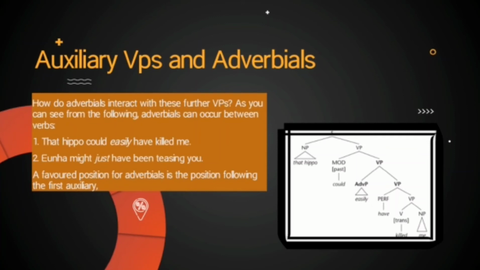Let's see. The subject is a noun phrase, that hippo, and the verb phrase has the modal auxiliary, past, could, and the adverbial phrase easily, and the perfect auxiliary have, and the verb killed, and the last verb phrase has the noun phrase me.